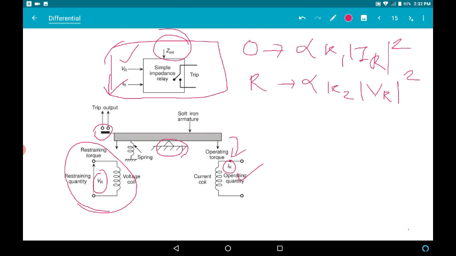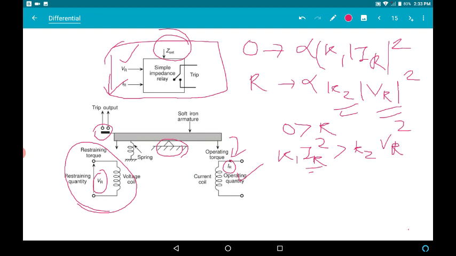I beg your pardon, it is K1 into IR square, and this is K2 into VR square. So it is not the whole square, right? So the relay will operate if the operating torque is greater than the restraining torque. That means if K1 into IR square is greater than K2 into VR square, then only the relay will operate. So here IR and VR are the magnitudes, right?